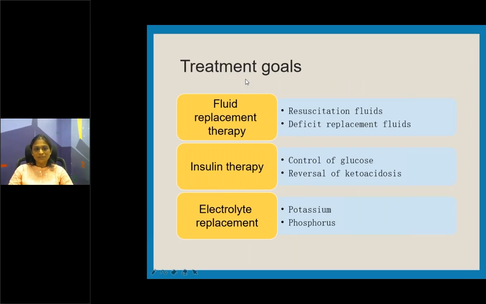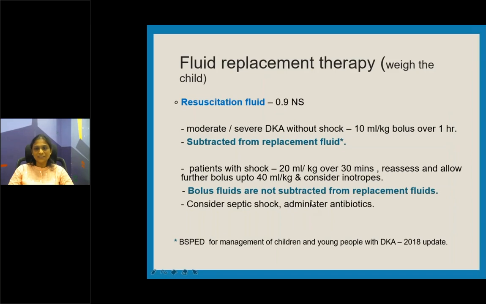So, the treatment goals. We have diagnosed DKA, we have done blood tests, and we have classified them into different severities. So how do we treat them? We are going to give them fluids, insulin, and replace electrolytes. Fluid therapy is divided into two components: resuscitation fluid and deficit replacement fluid. Insulin therapy is given to control glucose and also reverse ketoacidosis. Electrolyte replacement can be potassium, phosphorus, magnesium, or sodium, depending on the condition.